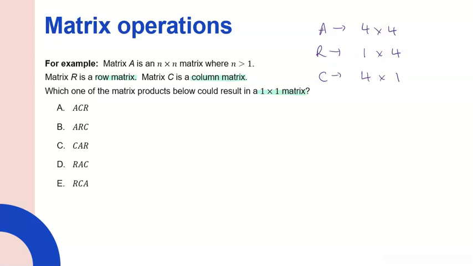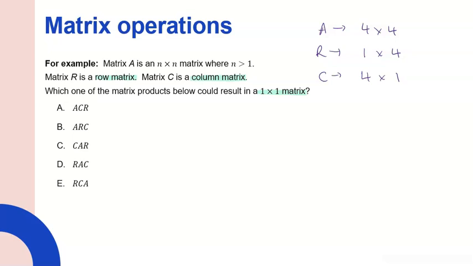So now we just need to work out what is defined, and then once we've identified if it's defined, what would the answer look like? And we go back to that idea that if we do have a defined product, the size of the answer will be the outermost values. So the row right at the beginning and the column right at the end. So what do I mean by that?